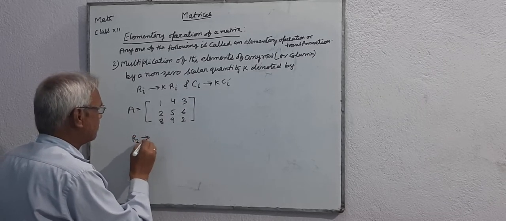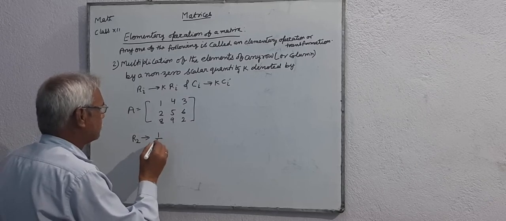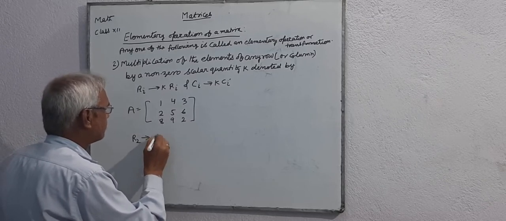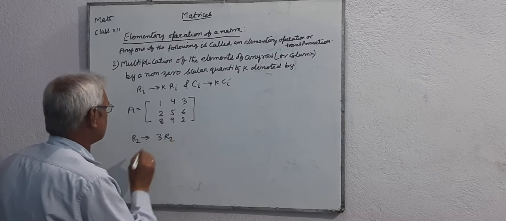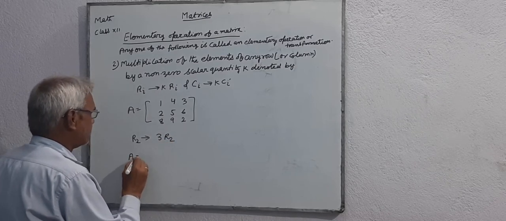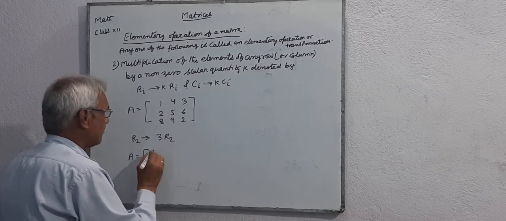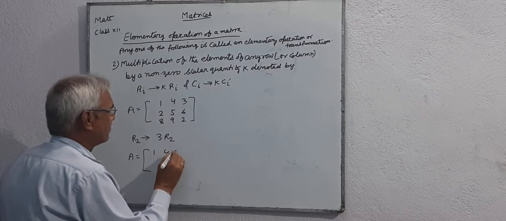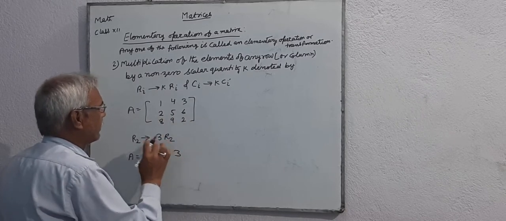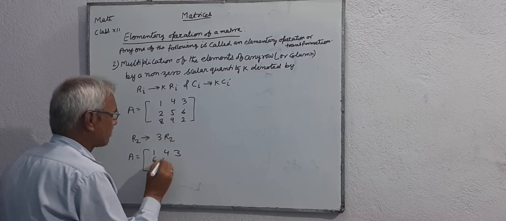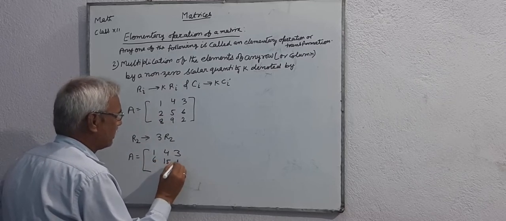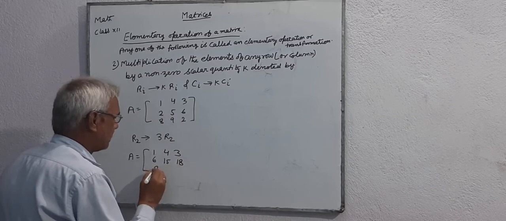R2 is written as 3R2. Therefore, A is 1, 4, 3. Second row multiplied by 3 gives 3, 6, 15, 18, 8, 9, 2.